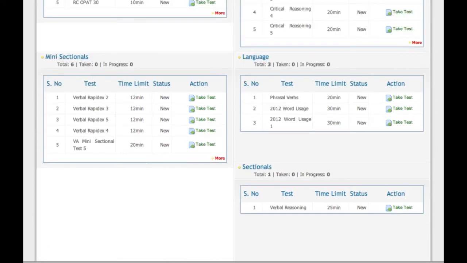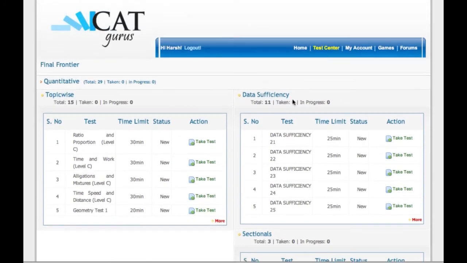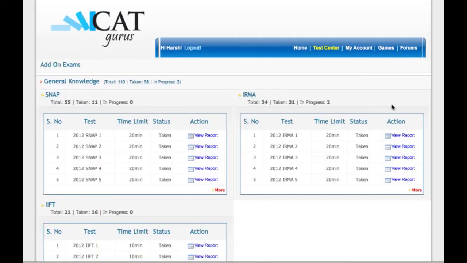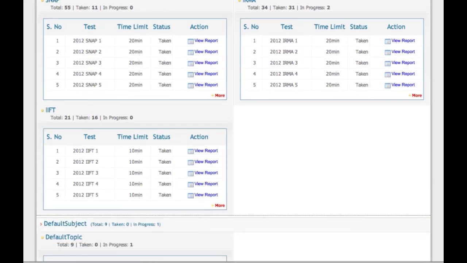Let's go to the last part, which is the add-on sectionals. Now what is add-on? Once CAT is over, there are a lot of other tests which come in. Now there is SNAP, there is IRMA, there is IFT. Here the key is to get the GK right. General knowledge plays a very, very effective role in getting you through, because here it takes less time per question and the score advantage that you get is much, much higher. So we tend to focus only on GK in these papers.